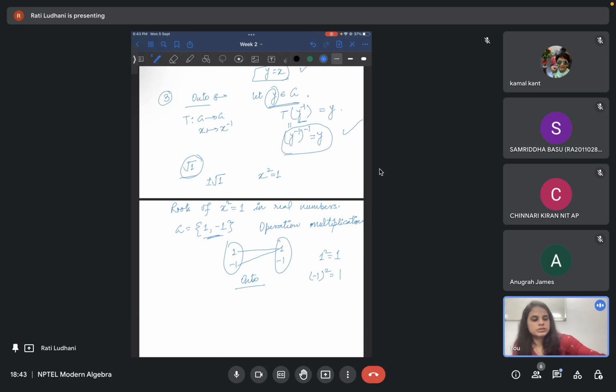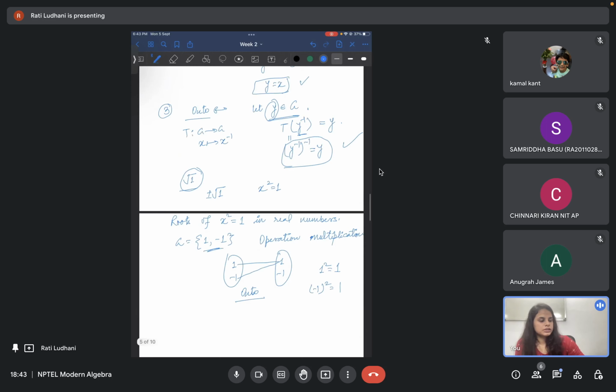So you can see, which I was saying earlier. Okay, so this is an example which says that the map x to x square is not an isomorphism. This is still a homomorphism. Okay.